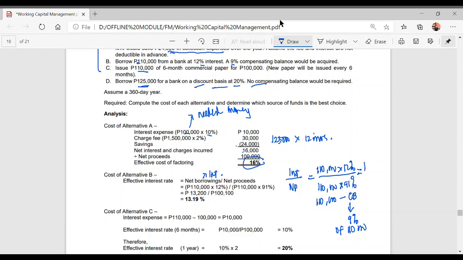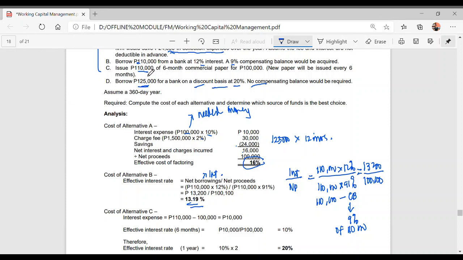So therefore, this would be 110 times 12%, that's 13,200, over 110 times 0.91, that's 100,100. So that's 13,200 divided by 100,100, and you will get 13.19%.